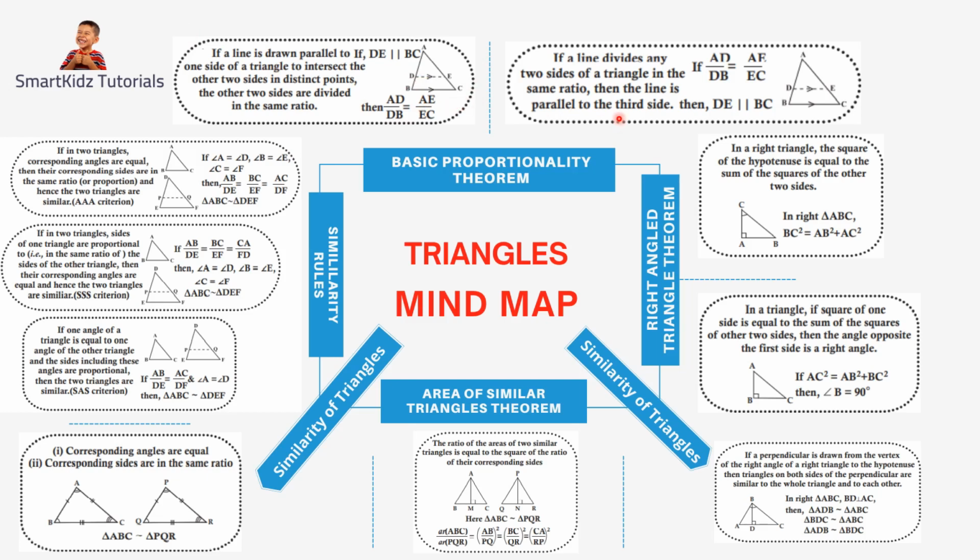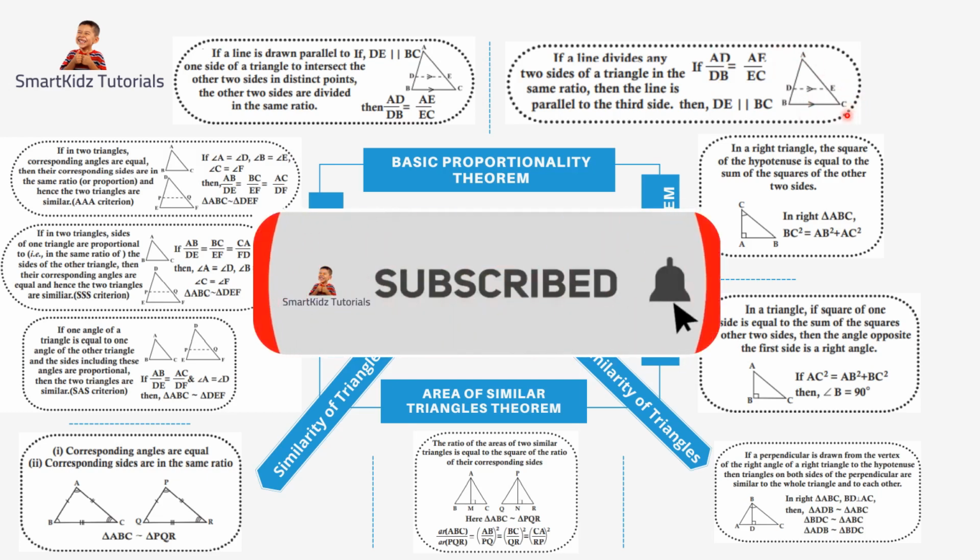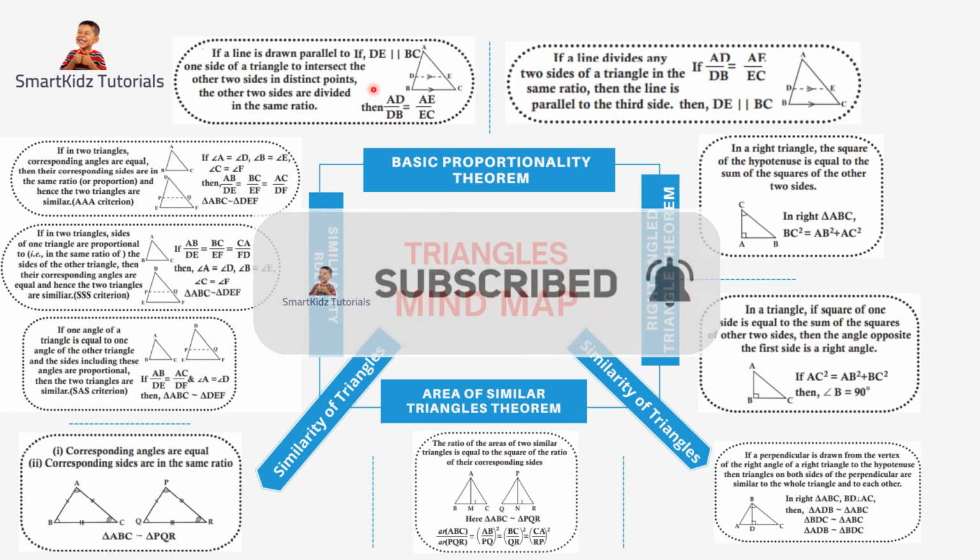Now there is a converse of that, and the converse says that if we are given that AD upon DB is equal to AE upon EC, then DE should be parallel to BC, as noted over here. So if you put it in words, it says that if a line divides any two sides of a triangle in the same ratio, then the line is parallel to the third side. So if AD upon DB is equal to AE upon EC, then DE should be parallel to BC. This is the basic proportionality theorem that we need to prove.